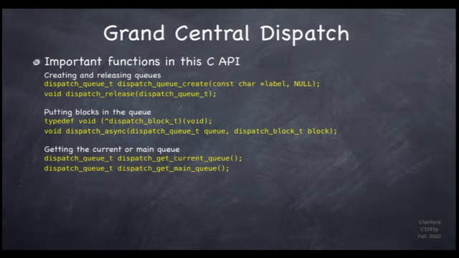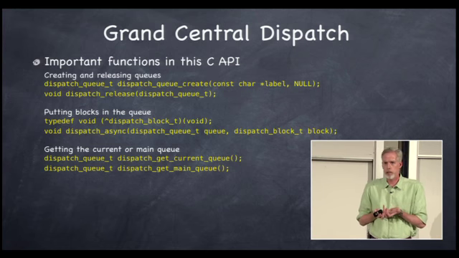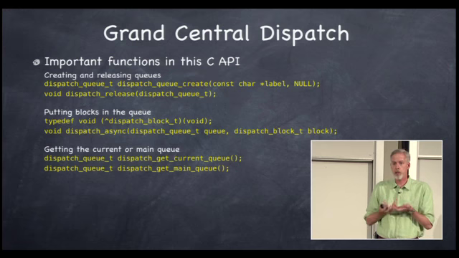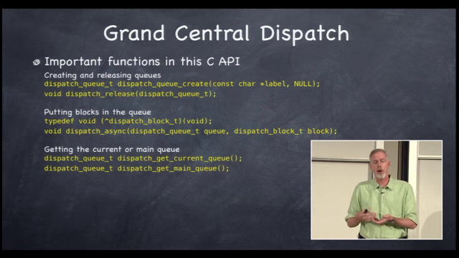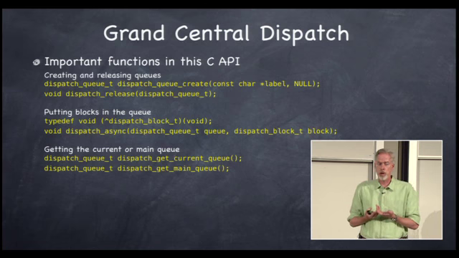And then the last couple here are getting a couple of interesting queues. One is the current queue. That's the queue that this code is running on. The code that's calling this function, dispatch get current queue. What queue is it running in? Is it running in the main queue, or is it running in some other queue? So it returns that queue, and I'll show you in the demo why you might want to know that.